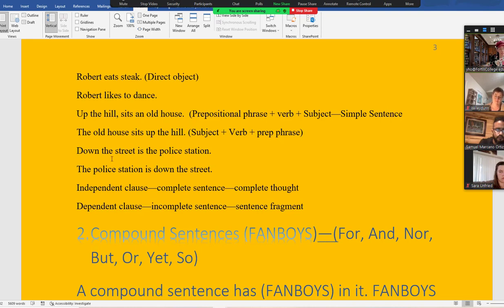Down the street is the police station. Down the street is the prepositional phrase, is is the verb, and the police station is the subject. So the singular subject, police station, takes the singular verb, is. And "down the street is the police station" has the same meaning as "the police station is down the street." And then to review, an independent clause is a complete sentence and a complete thought, and a dependent clause is an incomplete sentence and a sentence fragment.